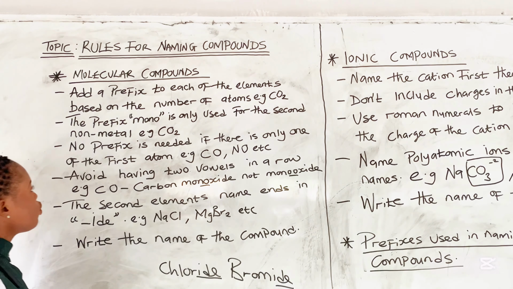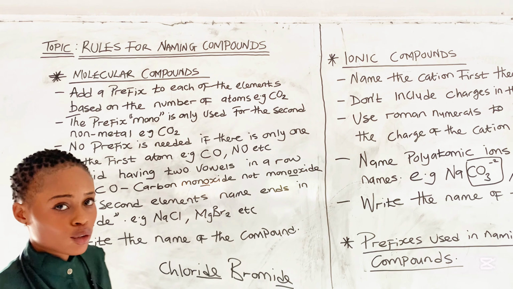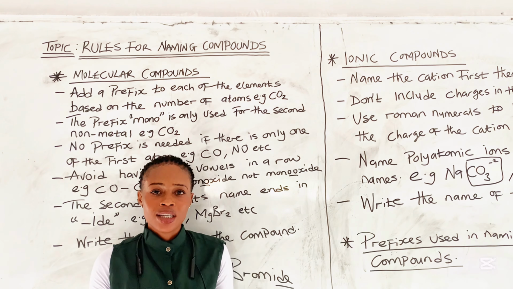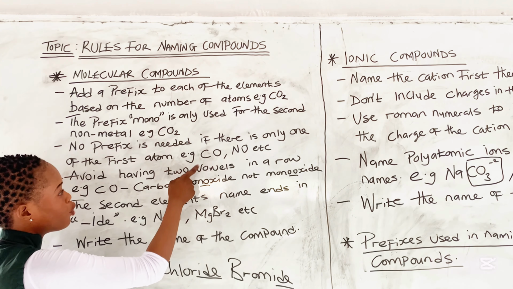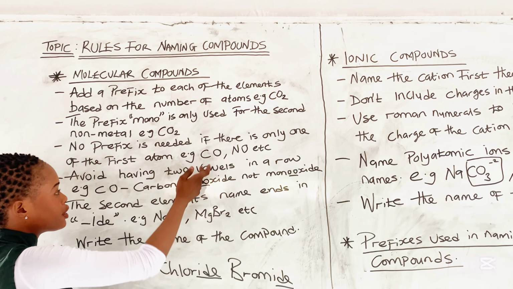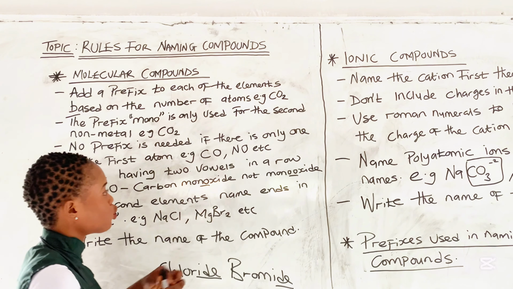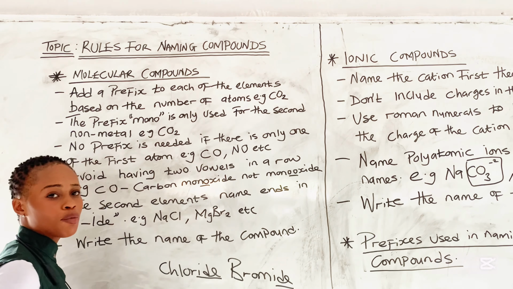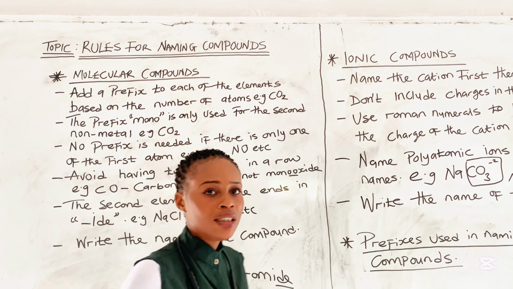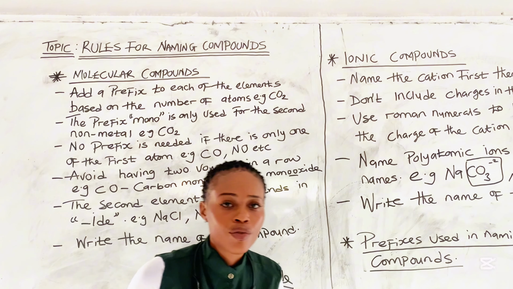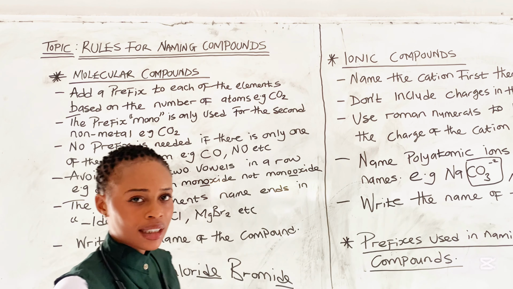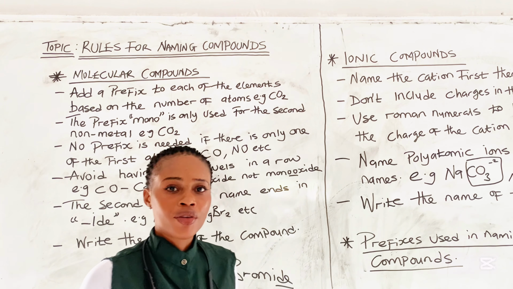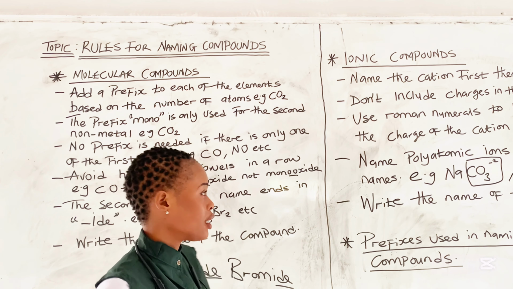For the third rule, we said no prefix is added if there is only one of the first atom. For example, we have CO and NO. Because only one atom is present here, we already know that in chemistry we do not write one. So there is no need for mono. There is no need for a prefix because there is only one of the first atom. It's only when it is more than one that a prefix is necessary. I hope you understand that.